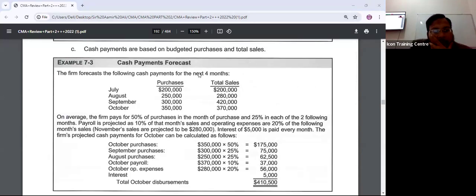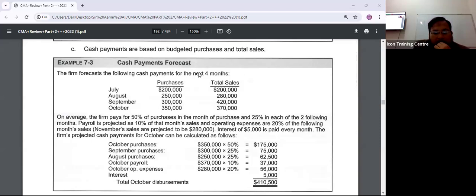Now the firm forecasts the following cash payments for the next 4 months. Let's suppose July, August, September, October. Now we have different purchases and total sales. In July, total purchases 200,000 and total sales 200,000. In August, purchases 250,000, total sales 280,000. In September, 300,000 purchases, total sales 420,000. On average, the firm pays for 50% of purchases in the month of purchase and 25% in each of the following 2 months. Payroll is projected as 10% of that month's sales and operating expenses are 20% of the following month's sales.